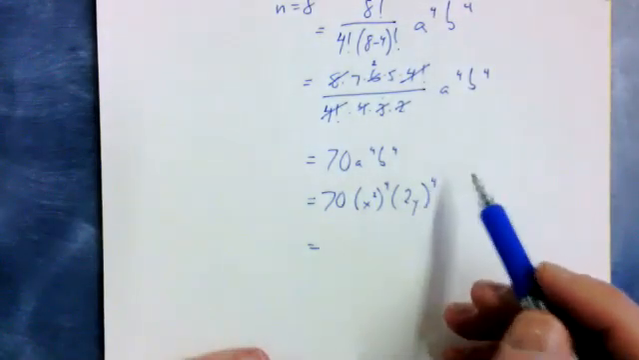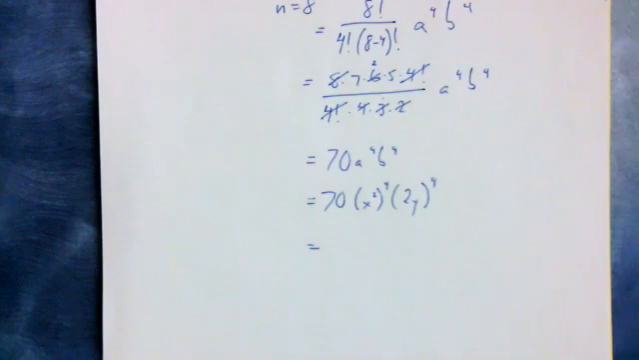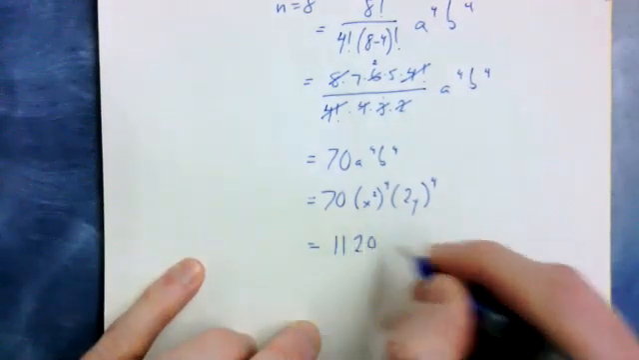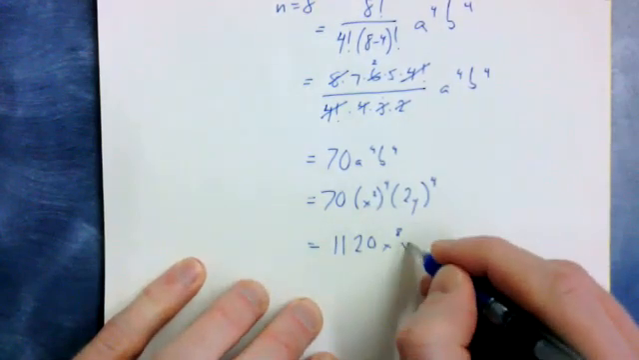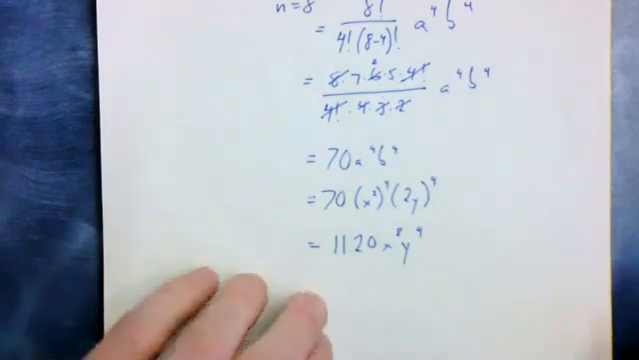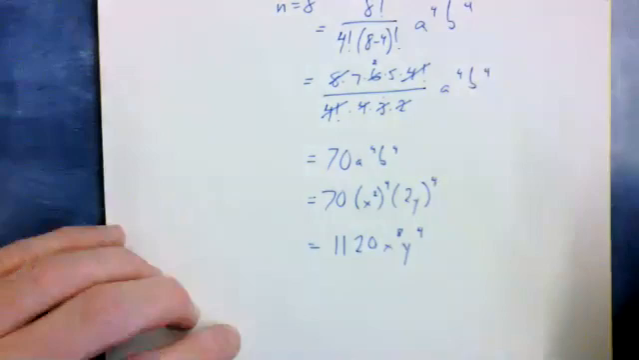Okay, 2 to the power 4 is 2 times 2 is 4, times 2 is 8, times 2 is 16. 16 times 70, is that 1120? Anybody have the answer? It's 1120. So it's 1120 x to the 8, y to the 4. Sorry, everybody. Thank you, Karina. At least someone's paying attention. Wasn't me.